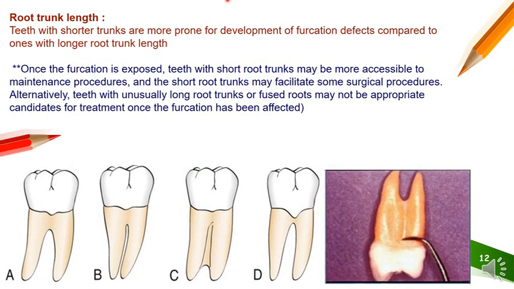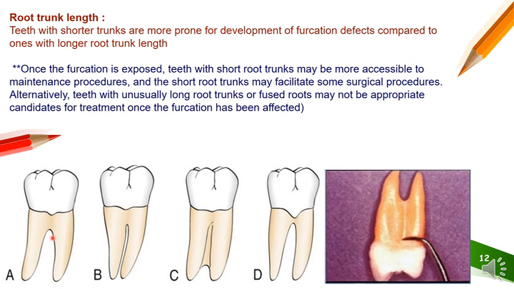Root trunk length. Teeth with short root trunks are more susceptible because the shorter the root trunk, the less attachment needs to be lost before the furcation invasion. Like here in picture A, we have a short root trunk and long roots. So the periodontium support only covers this part, and any invasion will result in rapid exposure of the furcation.